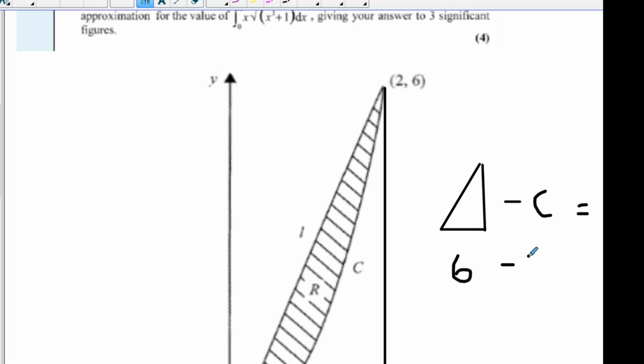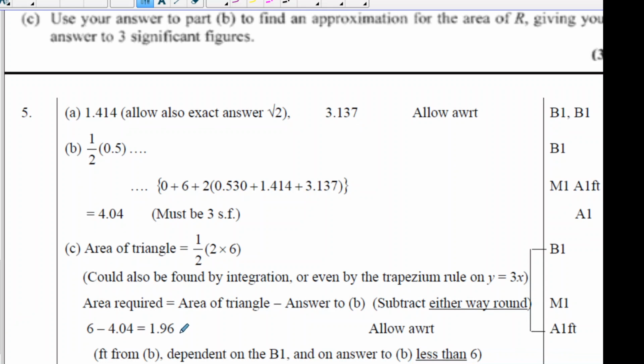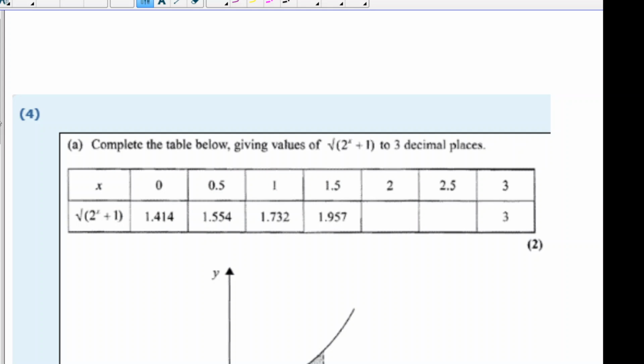And then C, we worked out before, it was 4.04. And therefore we can say that the piece R would be 1.96. And let's just take a quick look to see if we can find that. There we go. And notice that they're asking for method marks here, so make sure you explain exactly what you're calculating here, even the area of the triangle. Just be very thorough in what you're doing, just so if you do make that careless mistake, the examiner can try and give you credit for that question.